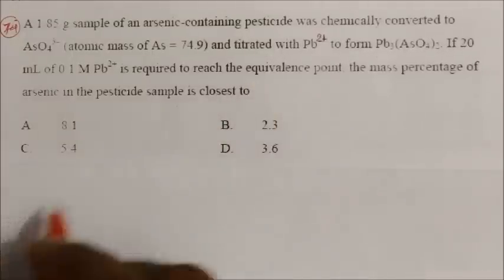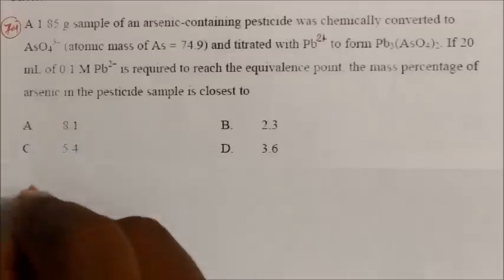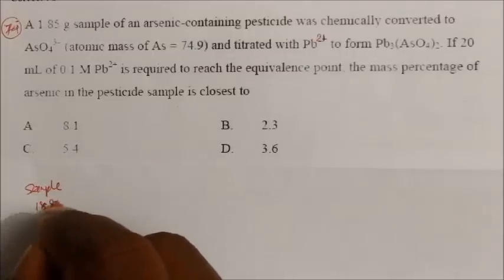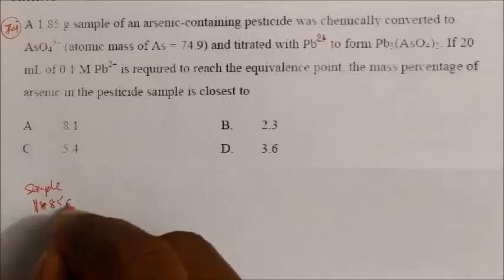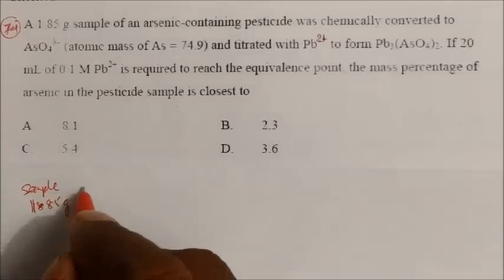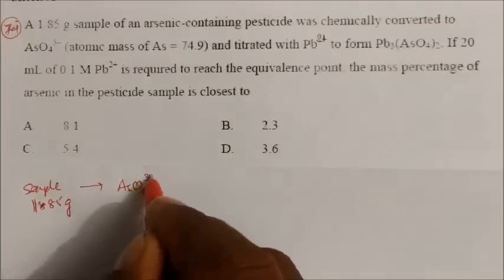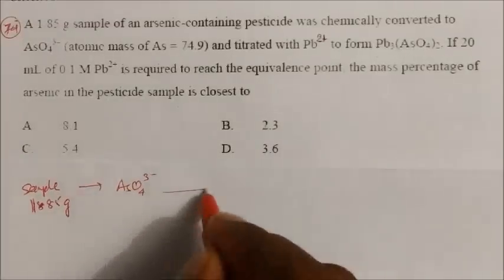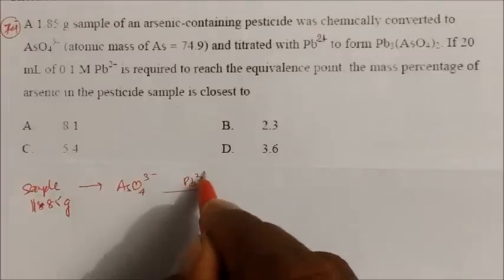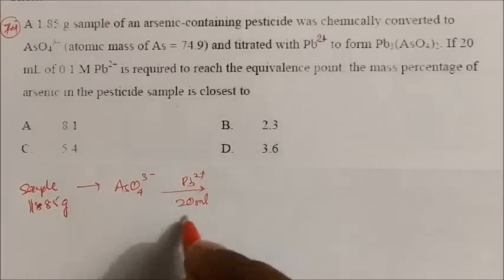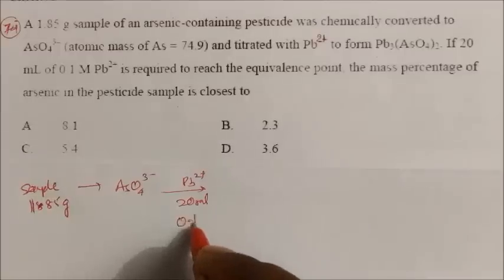We'll use the law of equivalence over here. The sample compound is 1.85 gram. After a chemical reaction, this sample is converted to AsO4 3 negative. This is again reacted with lead dipositive, and the concentration of this lead dipositive is 20 ml of 0.1 molarity.